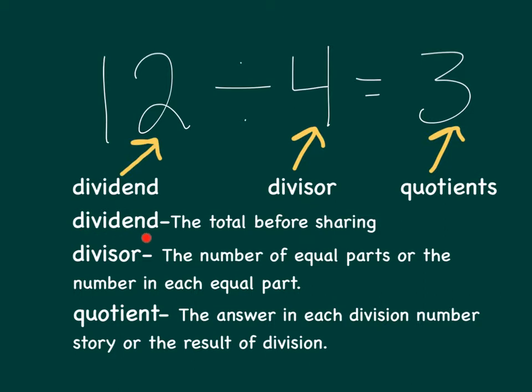Your dividend is the total before sharing. So our total before we broke anything up was 12. The divisor is the number of equal parts, or the number in each equal part. So in this case it was 4 in this problem. The quotient is the answer in each division number story, or the result of division. And our answer or result in this case is 3.